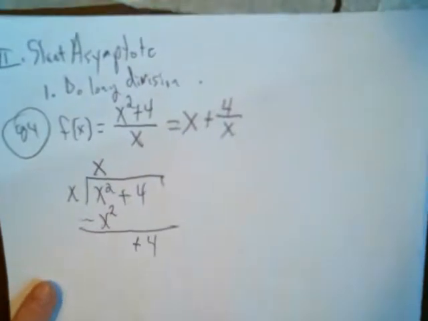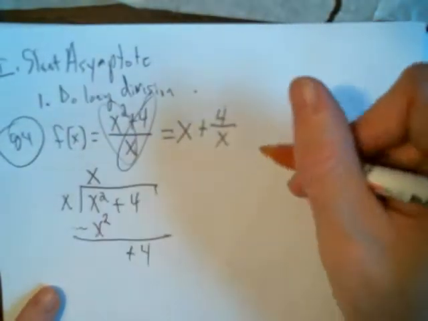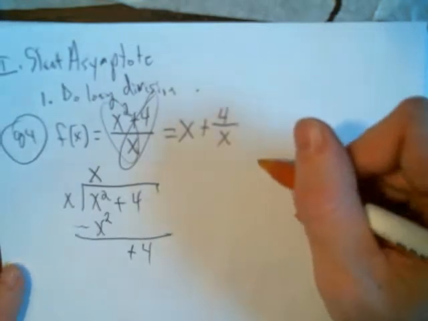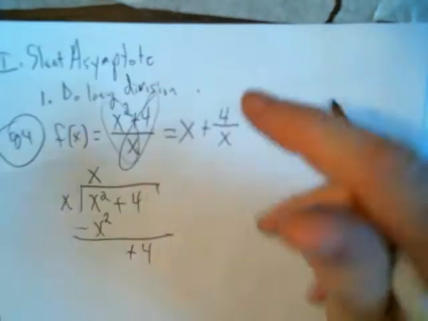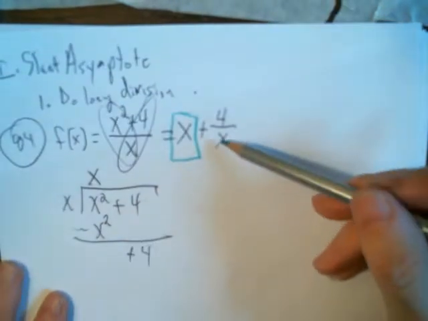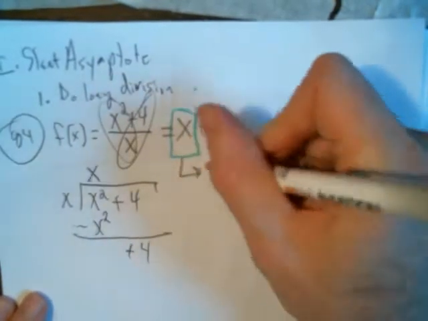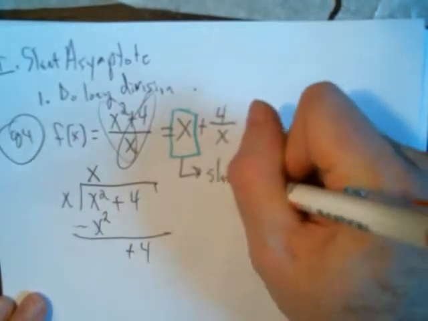This would just be plus. I guess I could have just butterflied that. Sorry, didn't need all that business. The slant asymptote will be this term right here. Okay? You just neglect the fractional part and pick this up as your slant asymptote.